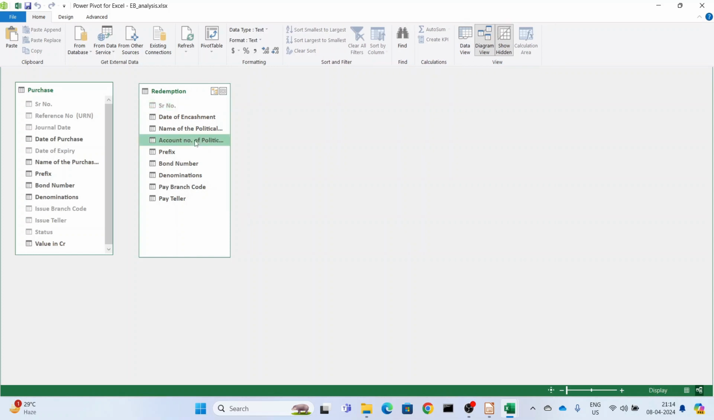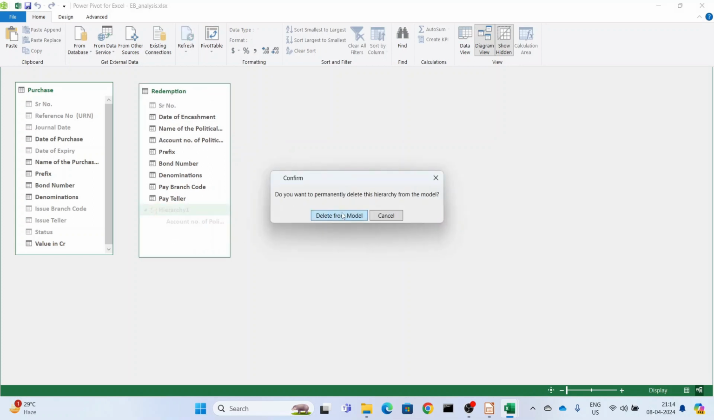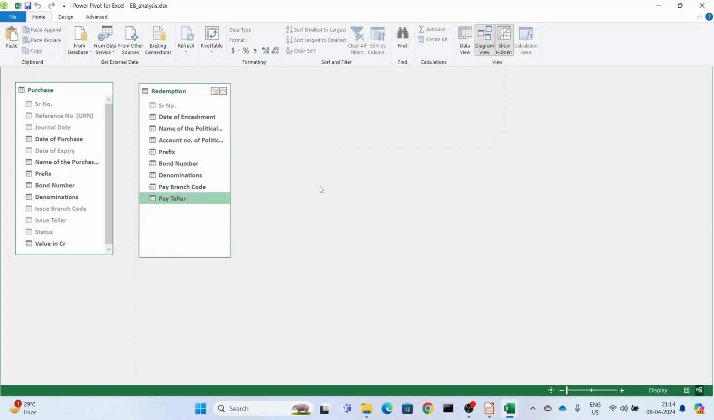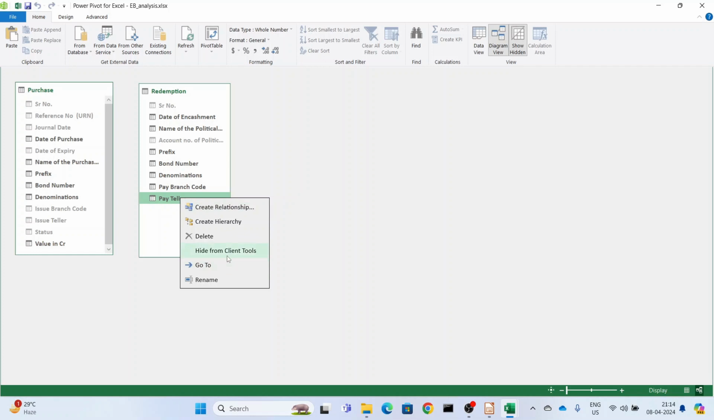So political party, account. Oops, no, we don't have to create a hierarchy. Let's delete it from the model. Okay, so name of the political party, date of encashment, name of the political party, account number. No, we need to hide it. Then afterwards, teller, hide it. So we have hidden the information which really gets irrelevant in our analysis.